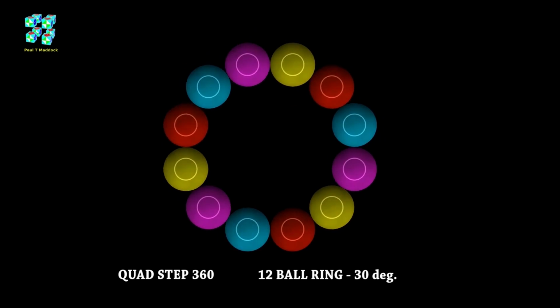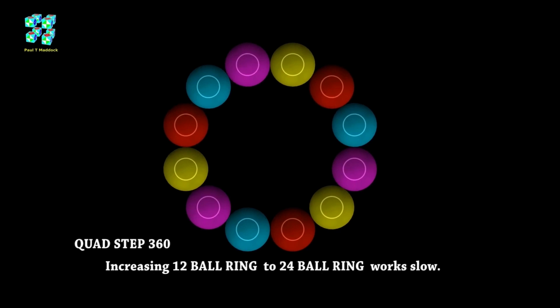Now what's so special about 12 is that we show 3 sets of quad step. Now to achieve this, I had to make a hierarchy of 12 at 30 degrees. And this is a lot of work. Now when I tried to double the number of balls from 12 to 24, the system slowed right down.